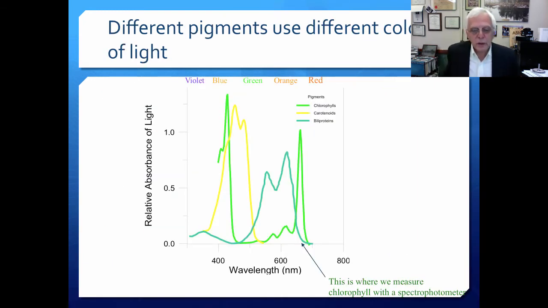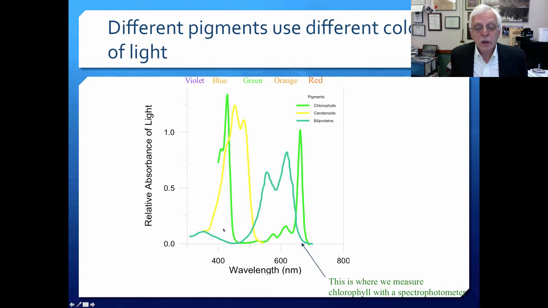Now, the importance of all this is that different pigments use different colors of light. Here you see the wavelength of light on the x-axis, and that signifies the color of that light here, moving from violet to blue to green to orange to red.